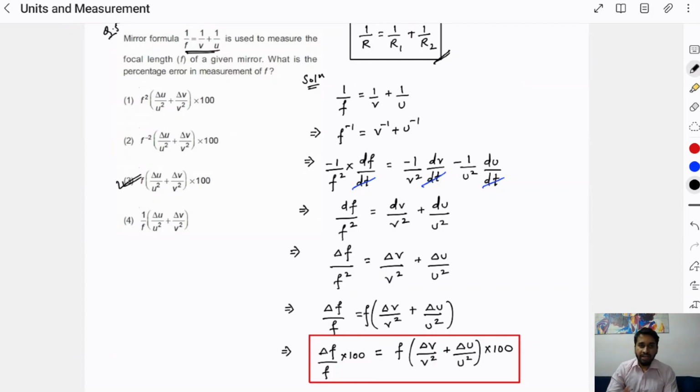Okay, students. So actually, we will end this session here. In this video, we have seen a few more examples on combination of error. In the next video, we will see the significant figures concept. We will be seeing how to apply the concepts of significant figures in addition, subtraction, multiplication, as well as division. Okay, so I will end this video here. We will continue with significant figures in the next video.